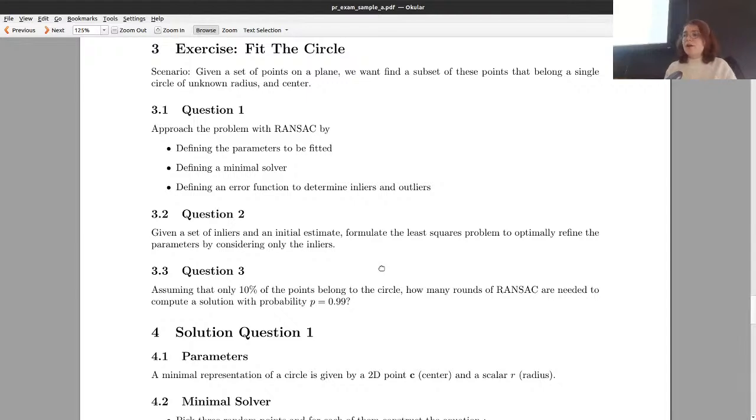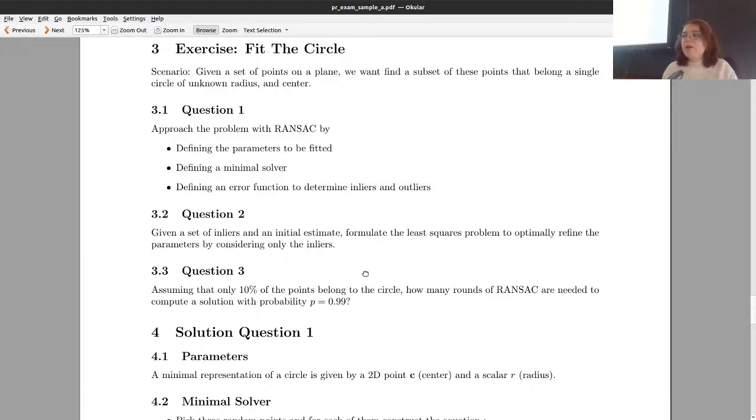Then question 2 asks, given a set of inliers and an initial estimate, formulate the least squares problem to optimally refine the parameters by considering only the inliers. Indeed, as you might remember, in principle, we could directly use least squares to estimate the parameters of our curve, which in this case is a circle. But least squares is affected by outliers, and indeed you remember the robust estimators as a possible solution to this. But even more effectively, you can use RANSAC and then use least squares only as a tool to refine the initial estimate provided by RANSAC.